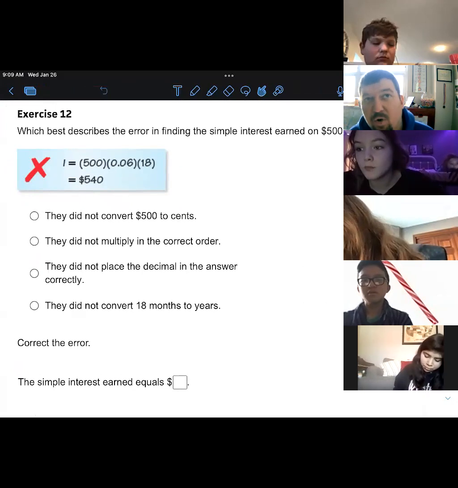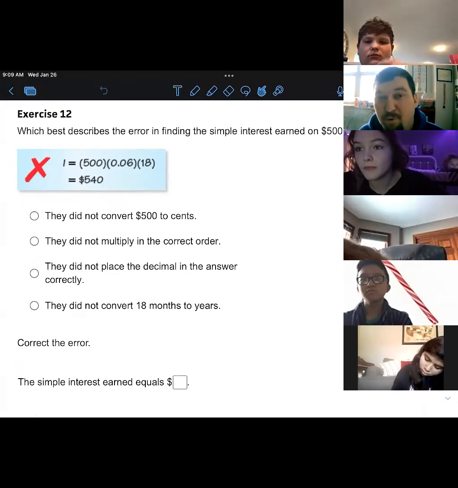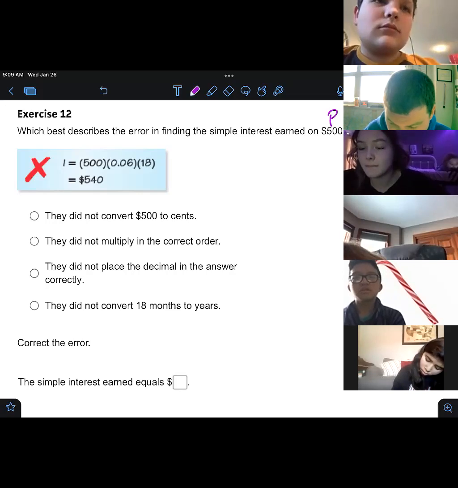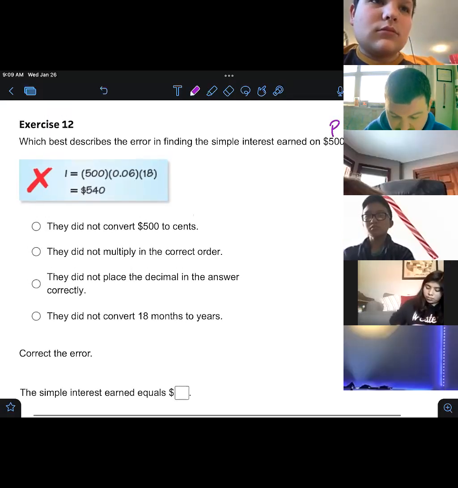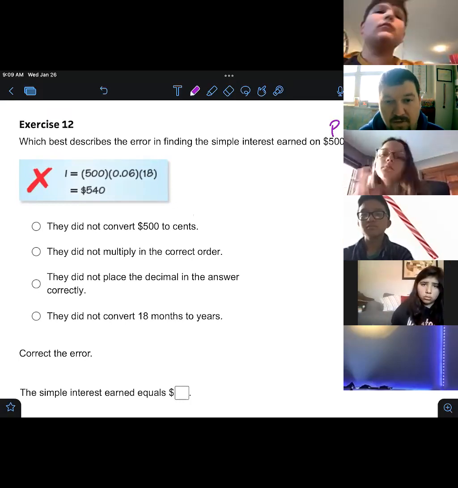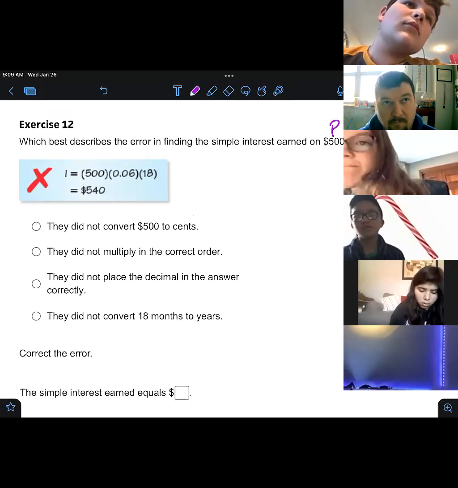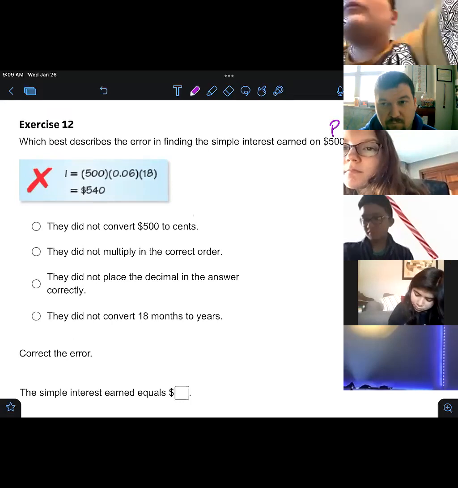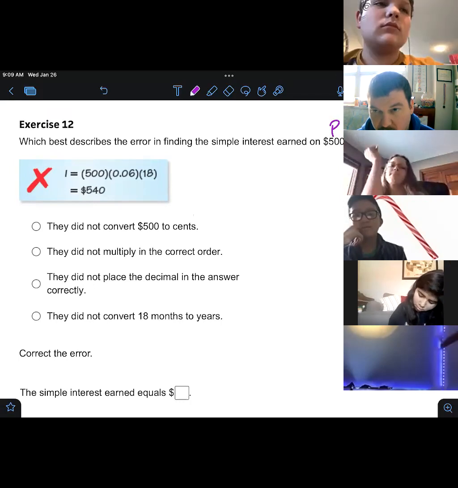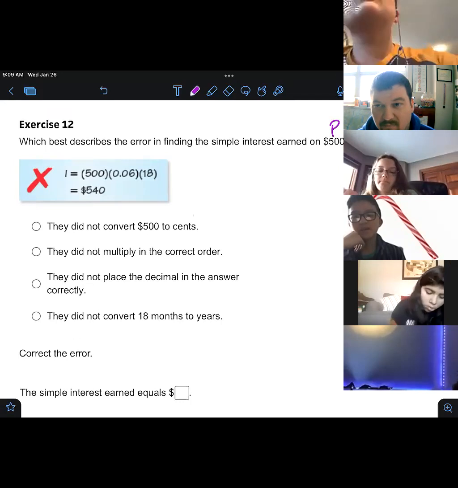It says, which best describes the error in finding the simple interest earned? So finding I, if the principal is $500, the rate is 6%, and the time is 18 months. What did they do incorrectly to solve this problem? Can you find their mistake? The last option. Be more specific, Aiden. Why is the time wrong? The time, because it's 18 months and they thought it was 18 years.